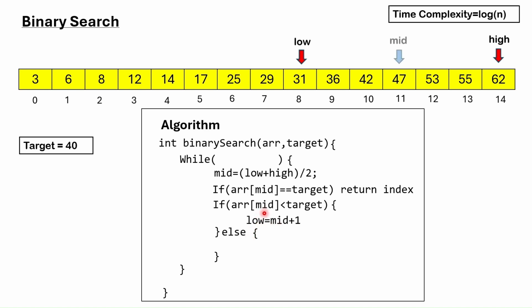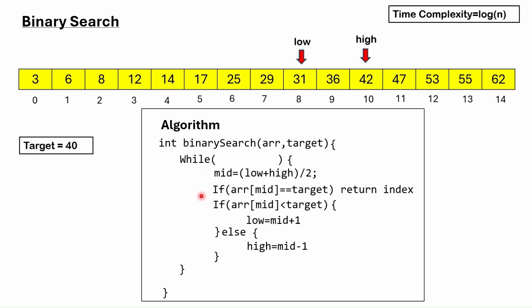And now, if my mid is greater than target, my answer would definitely be present in the left portion of the array. So we can ignore the right portion of the array. How will we do it? By moving this high pointer to mid minus 1. So we can write that high pointer is equal to mid minus 1.